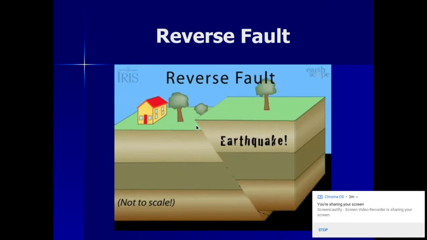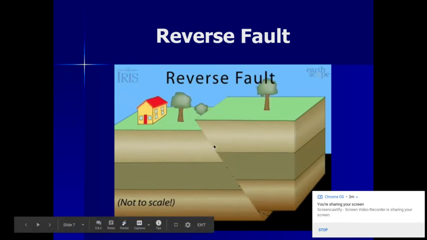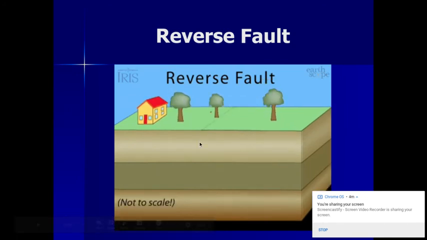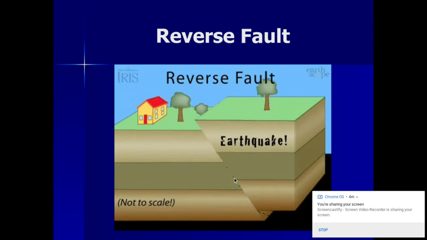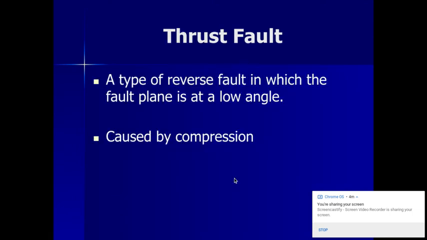See how this angle goes down like this? That's how you know this is your hanging block and this is your foot block. This is the side you could walk down. Okay, so we call that our foot block. A thrust fault is just a type of a reverse fault, but the angle is really, really low. So it'd be like a low degree angle. And again, it's caused by compression. So two things being forced together like a convergent boundary.